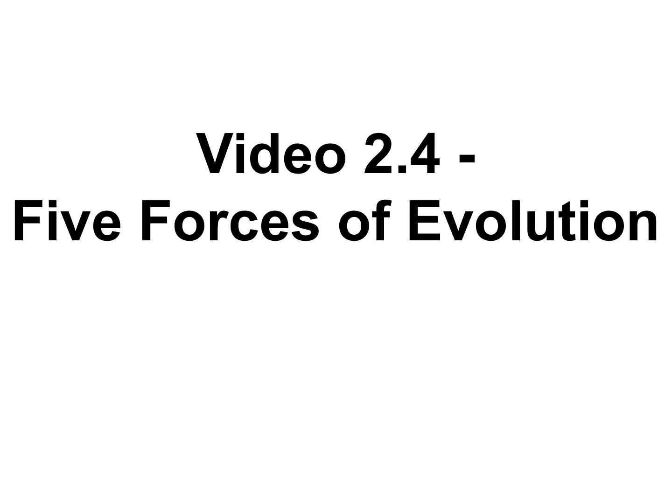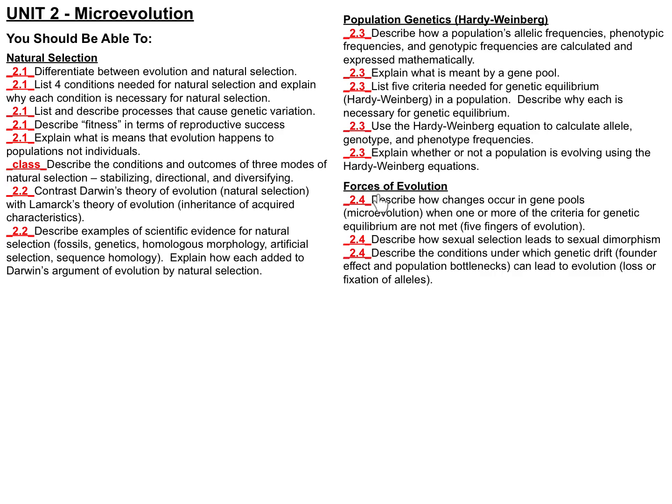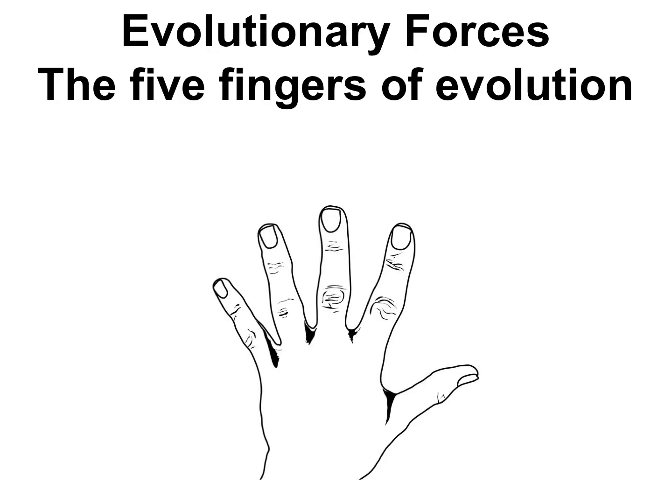Natural selection is just one way that evolution can happen. This is video 2.4 that covers 5 forces that can drive evolutionary change. Video 2.4 is about these 3 goals. Pause for a closer look. You can actually look at your hand for inspiration. You have 5 fingers on your hand and 5 forces of evolution.